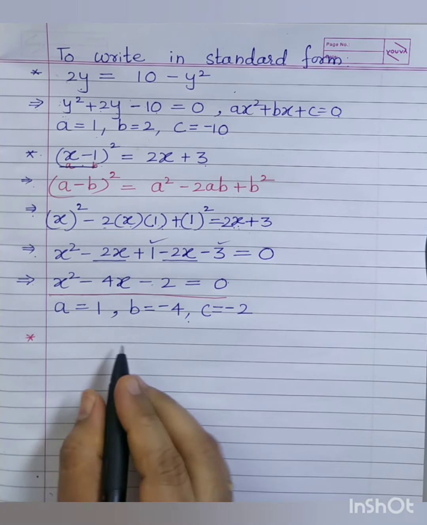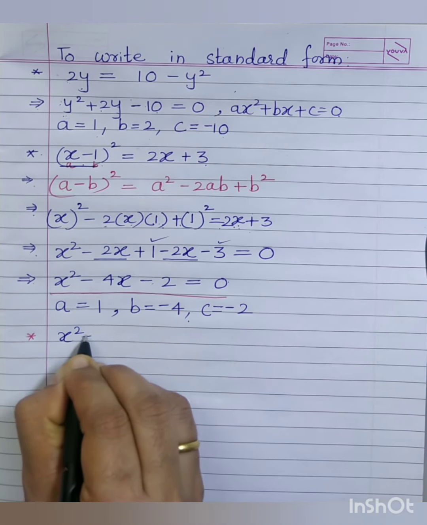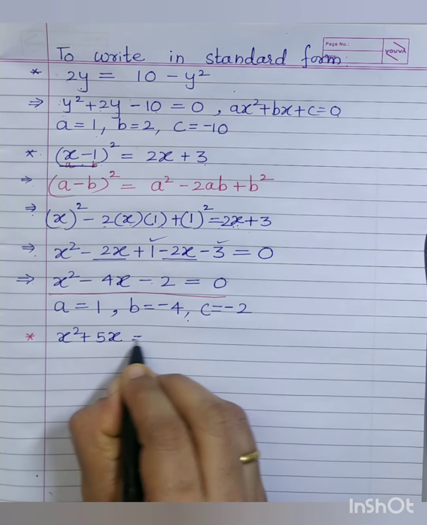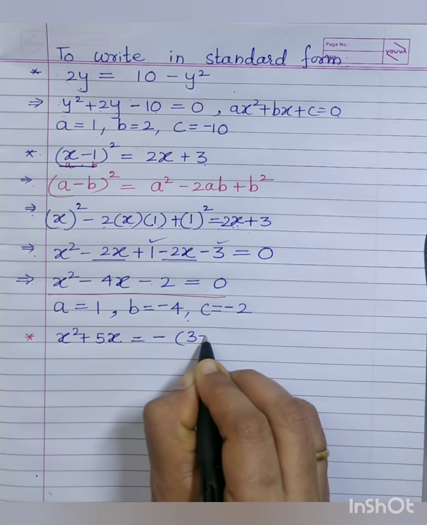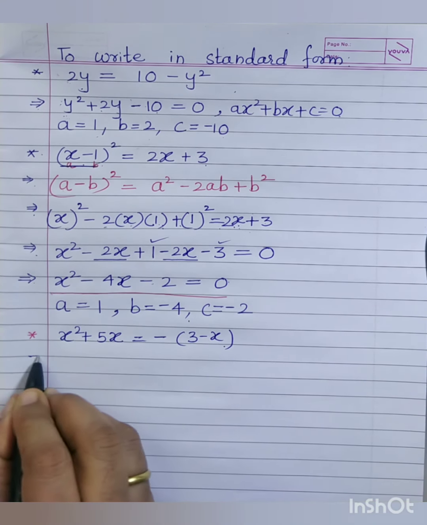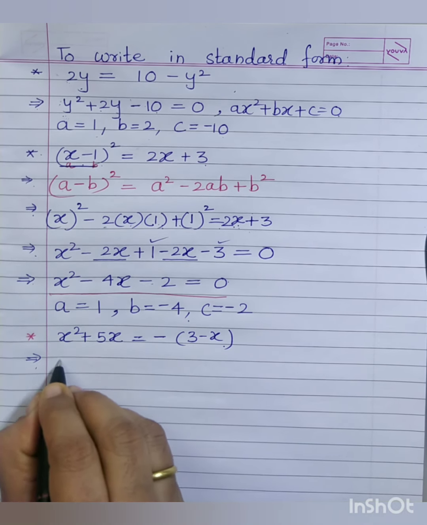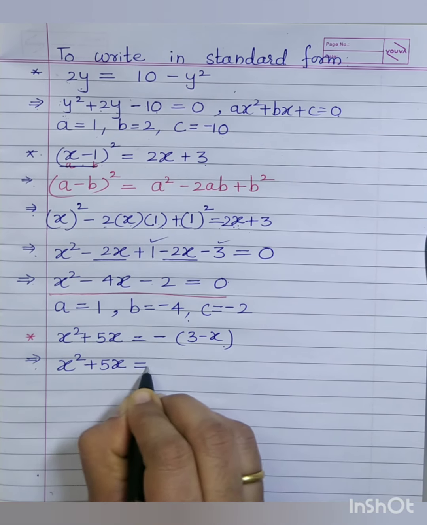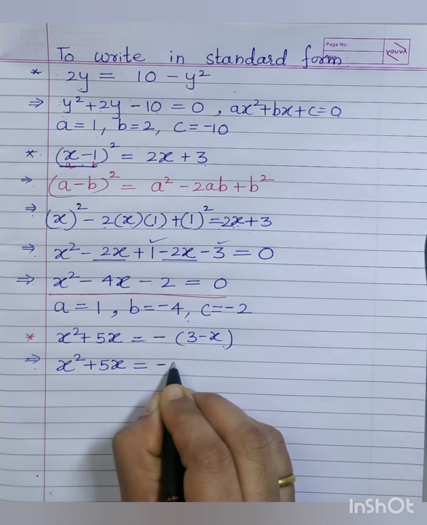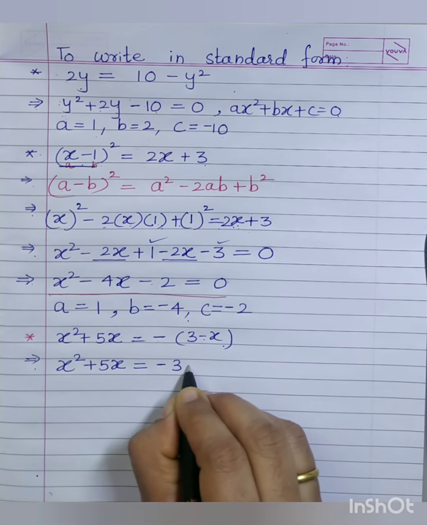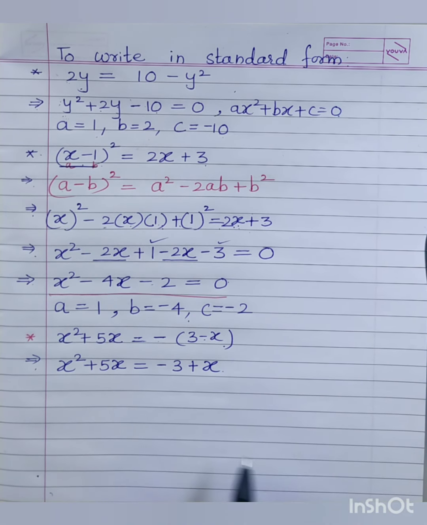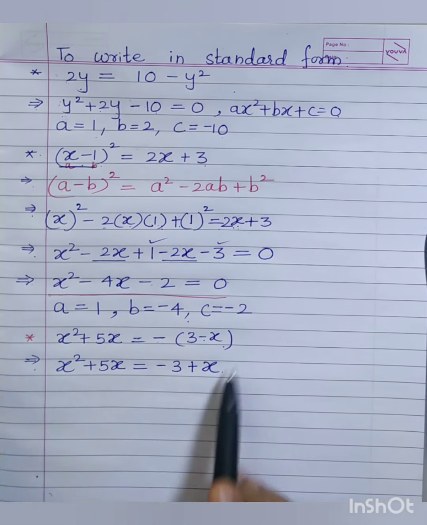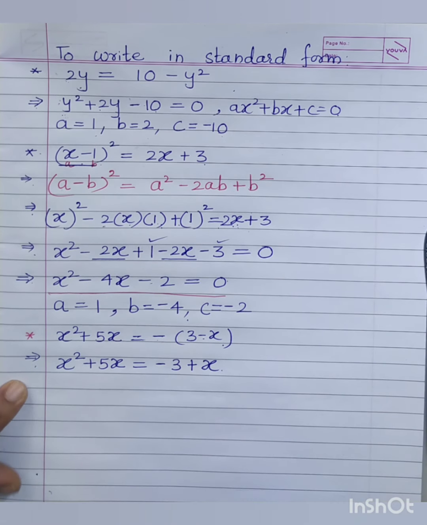x square plus 5x. Third question in your book. x square plus 5x equals negative 3 minus x. You may observe this is simple algebraic simplification we are doing here. x square as it is plus 5x is equal to, open the bracket, what will it become? Minus 3, minus and minus will become plus x. You all may remember, if any bracket is having minus sign at the beginning, all the signs inside, numbers or terms, whatever, get changed.